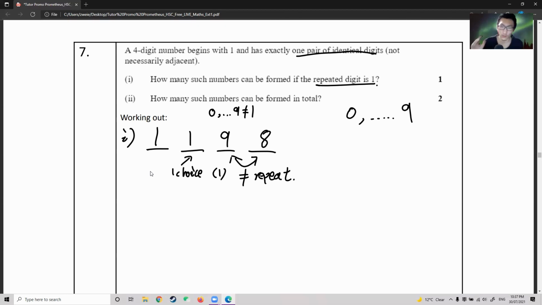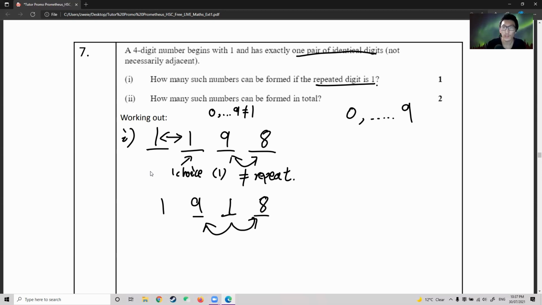Now, we're not done yet. We have 3 slots, and as stated, not necessarily adjacent. 1 does not have to be next to 1. So what we can have is 1, 9, and then our 1 over here, mixed up by our 8 digits. That's possible. What I mean is these 3 slots: our fixed number 1, our choices of 9 digits and our choices of 8 digits, they can swap around.